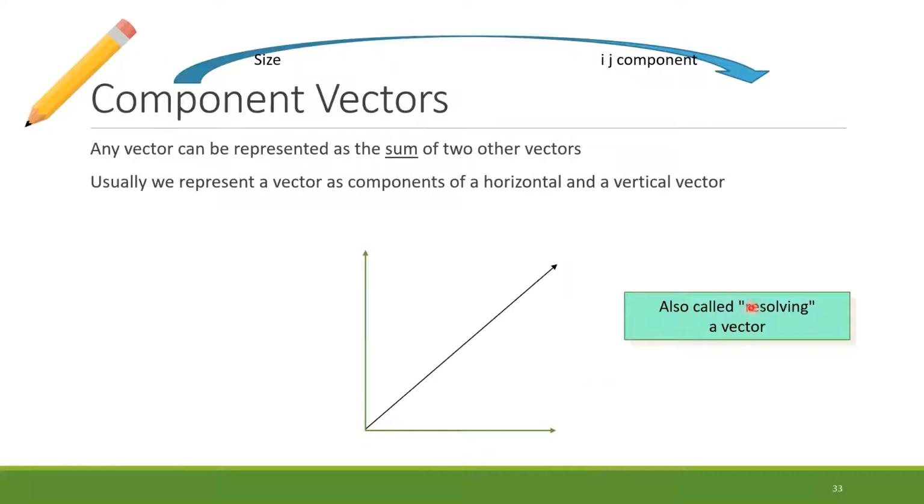This actually has a name: resolving. We say we resolve a vector, which is the same as saying we break a vector down into its smaller components. That's what we're going to start off with. We're going to break a vector into smaller up and down, left and right components. I'm going to give you a fraction of a second to copy this down, and then we're going to move on.